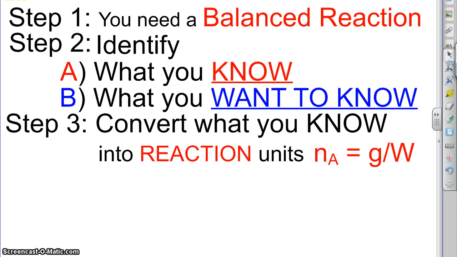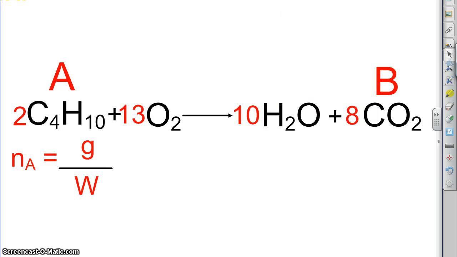So, there you go. Find moles of A is essentially what step 3 is. Find moles of A using G over W. So let's do that here. Here's our reaction. A is butane over here. We've got our formula, moles of A equals grams over molar mass.